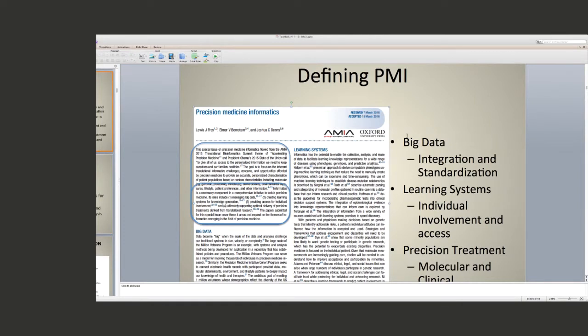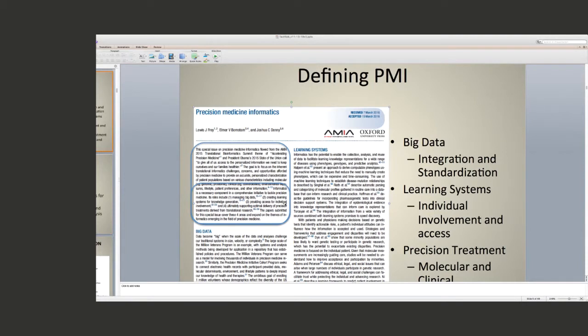We did a special issue on precision medicine related to the translational summit, whose special topic was accelerating precision medicine. It tied in with 2015, when Obama just happened to announce the Precision Medicine Initiative to keep ourselves and our families healthier through access to personalized information, and we had four areas that we focused on.